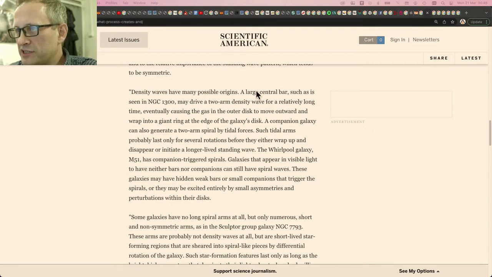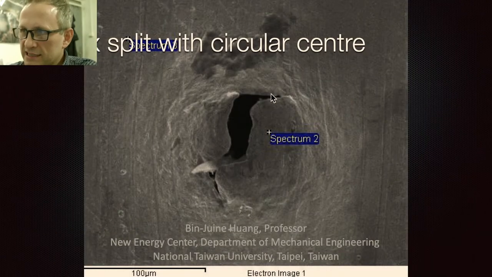Density waves have many possible origins. A large central bar, such as is seen in NGC 1300, may drive a two-arm density wave for a relatively long time, eventually causing the gas in the outer disk to move outwards and wrap into a giant ring at the edge of the galaxy's disk. A companion galaxy can also generate a two-arm spiral by tidal forces. Such tidal arms probably last only for several rotations before they either wrap up and disappear or initiate a longer-lived standing wave.